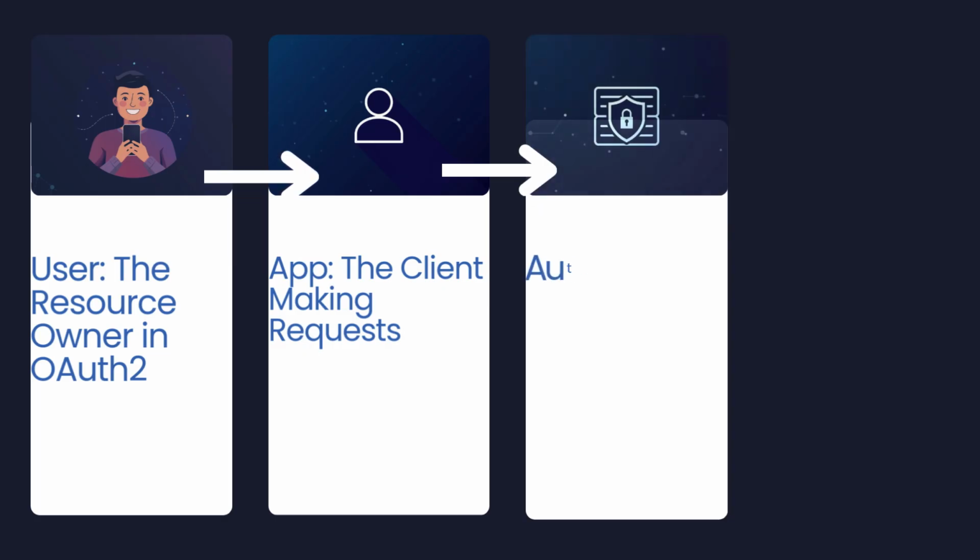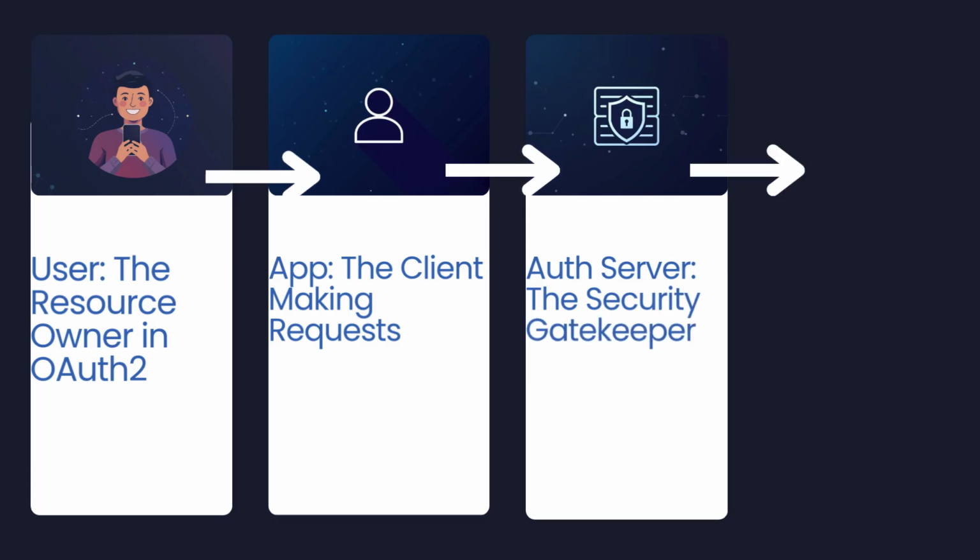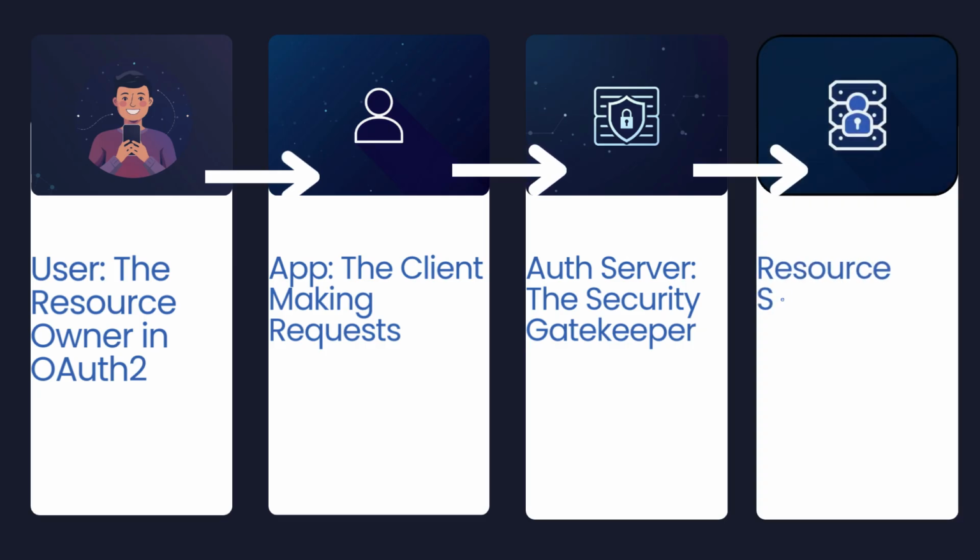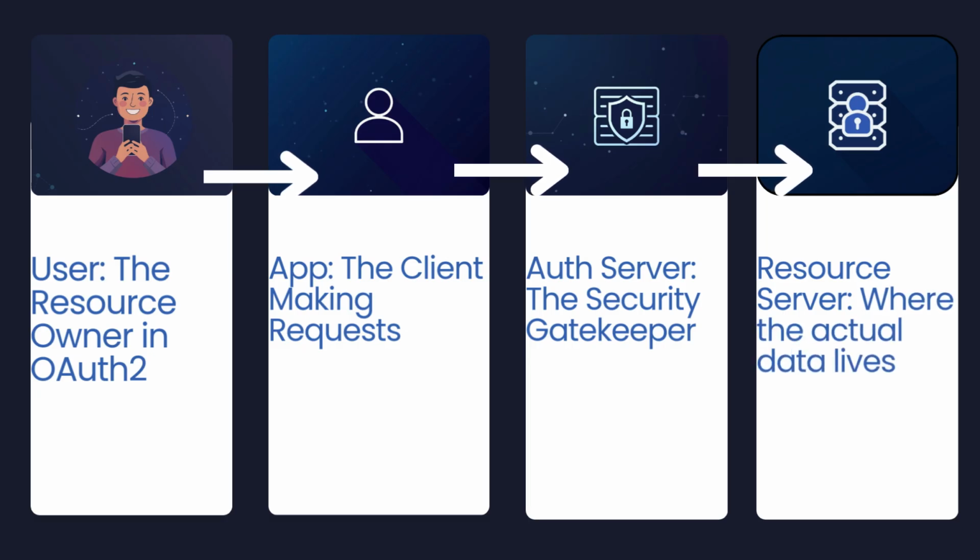Third, there is the authorization server. This is usually a trusted provider like Google. It handles login and user consent. Finally, there is the resource server. This is where the actual data lives, such as Google Drive APIs or profile information.